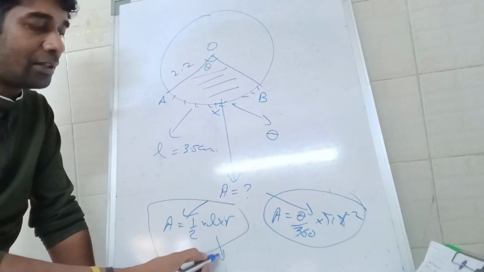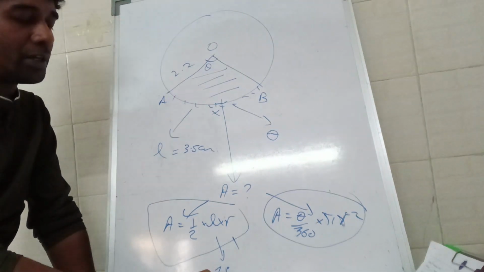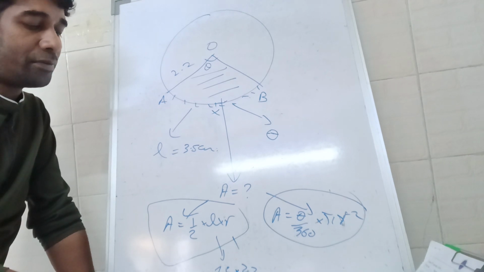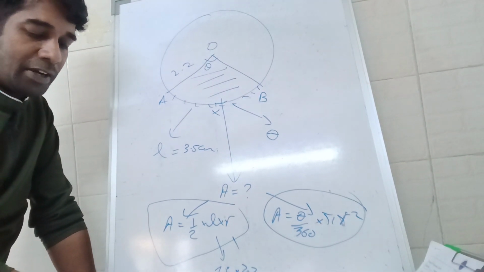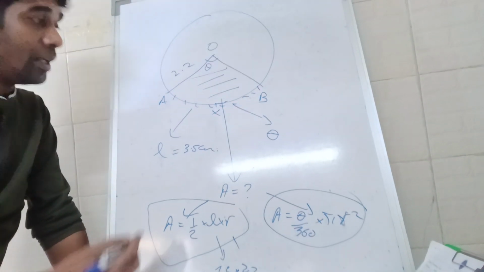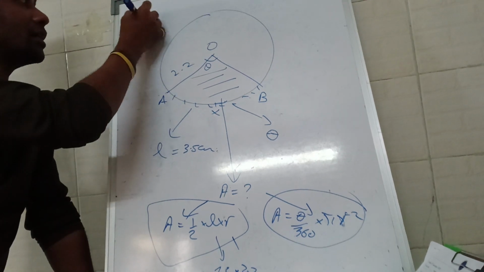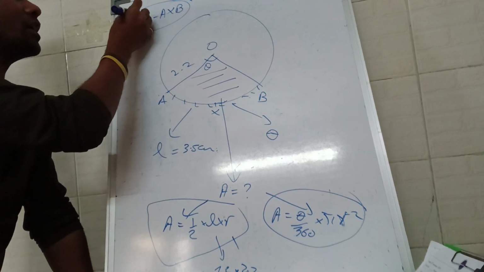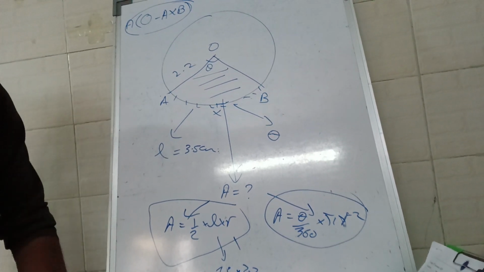Put the value for length, that is 3.5, and radius is 2.2. Multiply them with half. You solve it, remove the point, you get 10 down. Finally, your answer will be 3.85 centimeter square. The sector is O dash AXB, that is the minor sector. Area of sector is 3.85 centimeter square.